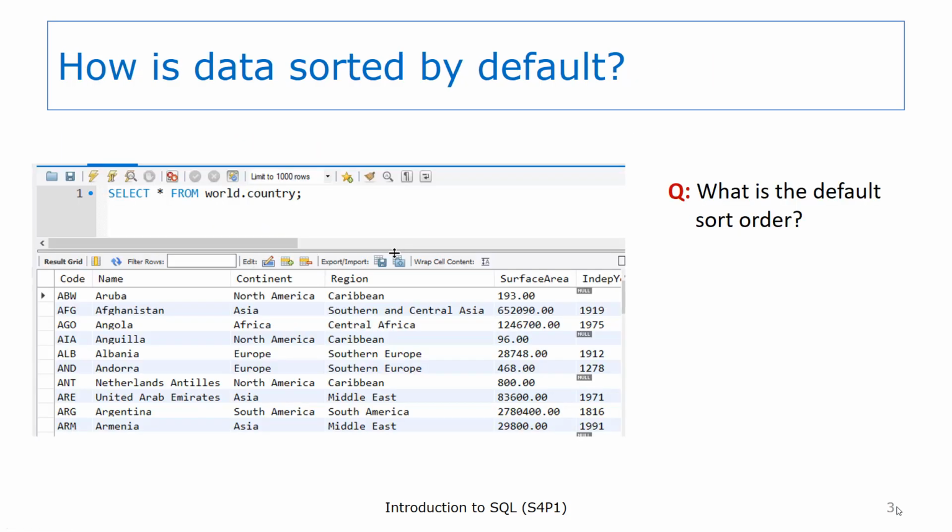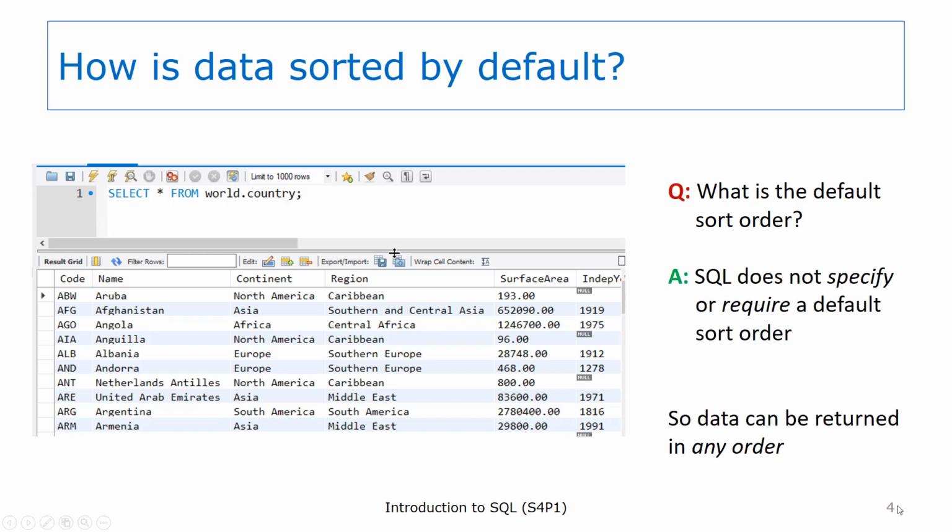First of all, we'll look at how data is returned from a select statement when there is no order by clause. In this example, you can see data in the world.country table. There is no order by clause. The data seems to be sorted by the code. The first few country names are sorted, but you start to see names further down in the list that are not in alphabetical order. The rule is the SQL language does not specify or require that data be returned in any particular order if the order by clause is not present. That means that data can be returned in any order.